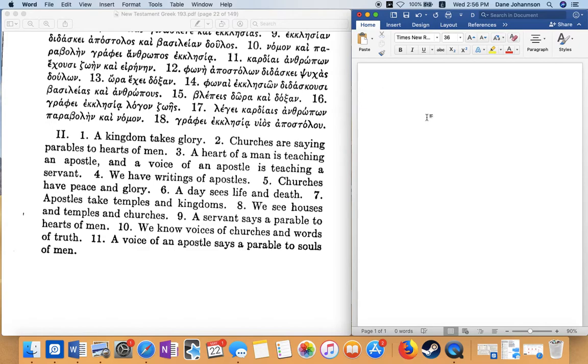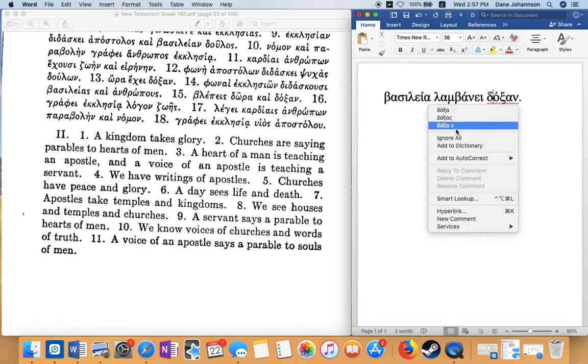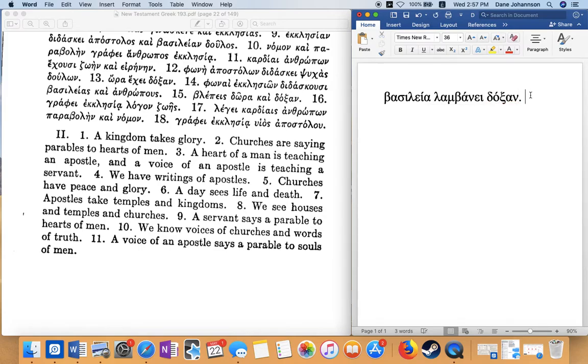So, a kingdom. Vasilia. A kingdom takes glory. Takes. Lamvani. So, a kingdom takes glory. We want to use the accusative, so, doxan. A kingdom, Vasilia lamvani, takes glory, or a glory. Teen doxan would be it. So, ignore all. Yeah, it's going to be ugly.